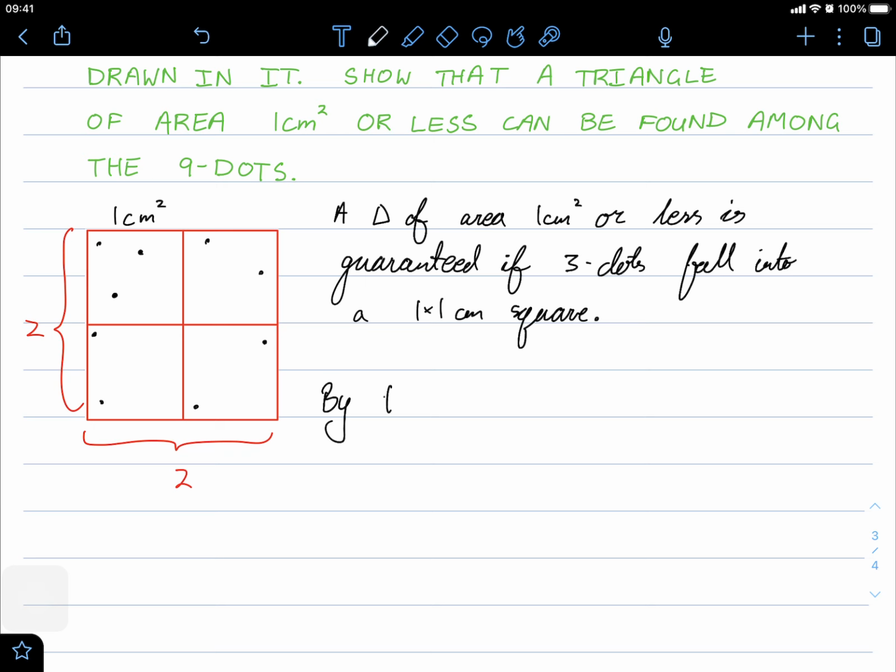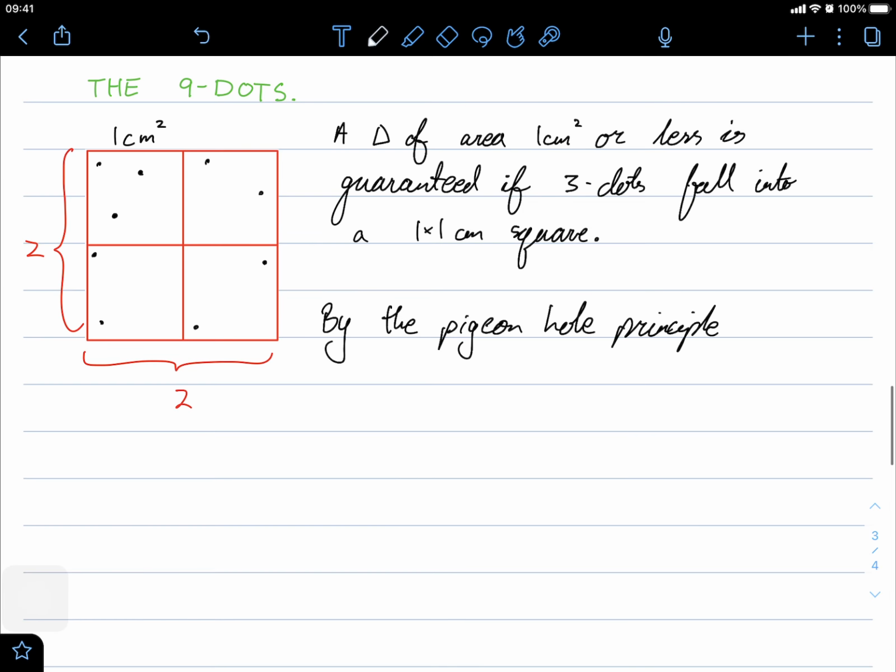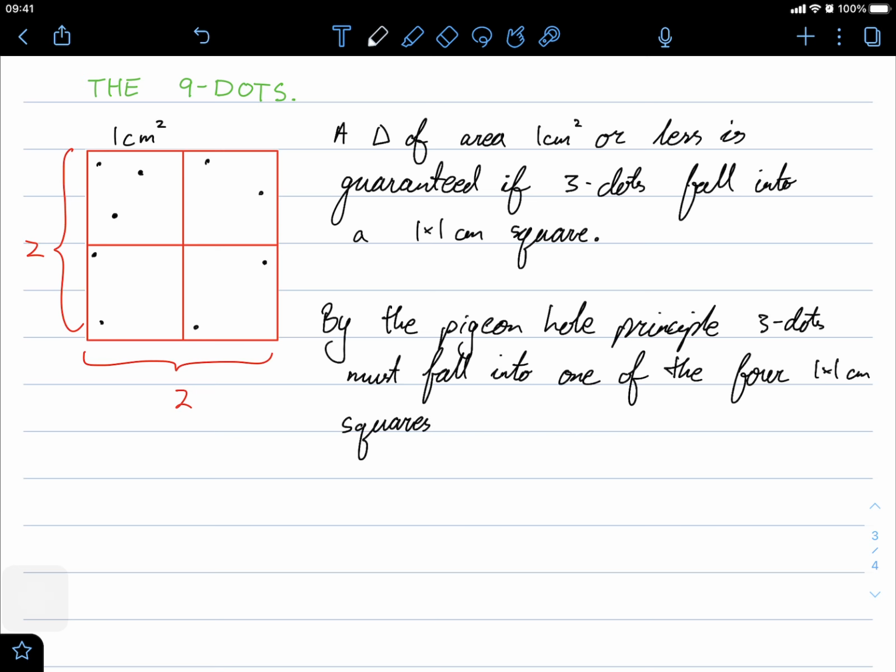By the pigeonhole principle, we can say 3 dots must fall into one of the 4 1 by 1 centimeter squares, since there are more objects than positions available.